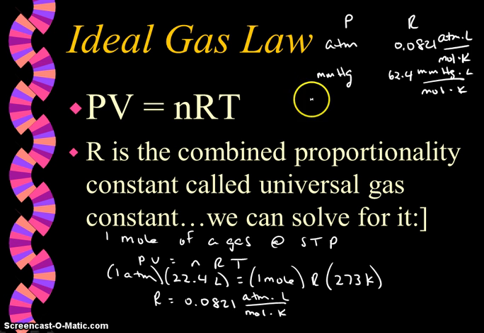We might also see pressure in kilopascals, although this is the least likely out of the three. And if our pressure is in kilopascals, our R value is going to be 8.31 kilopascal liter per mole Kelvin. So when we look at the PV equals nRT equation, we can solve for any of the variables as long as we're given 4 out of the 5.